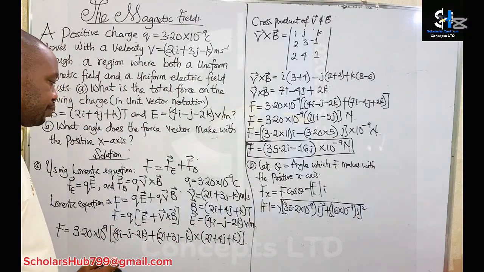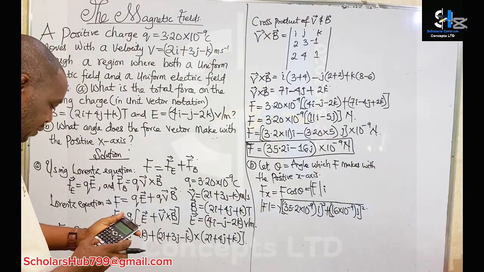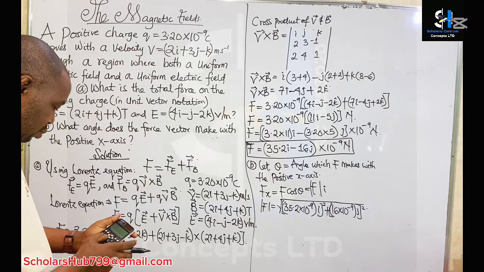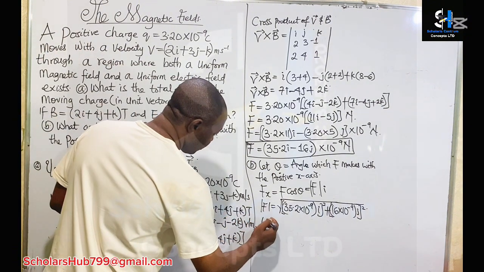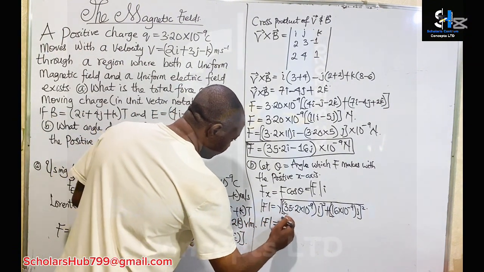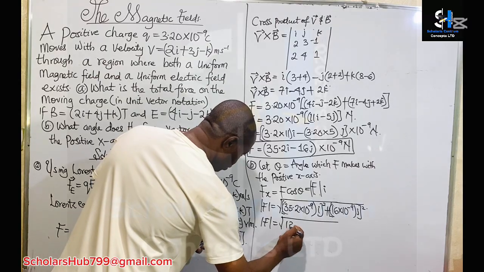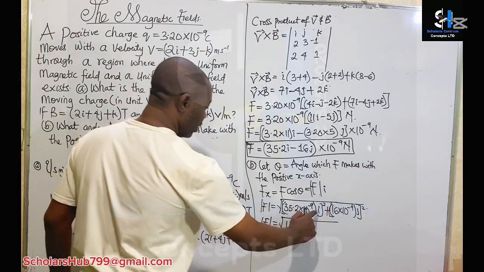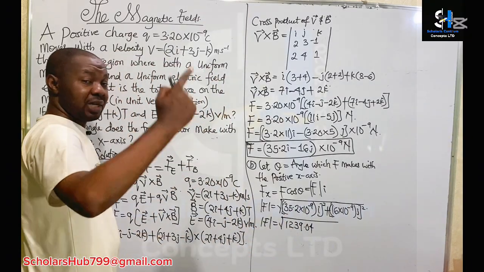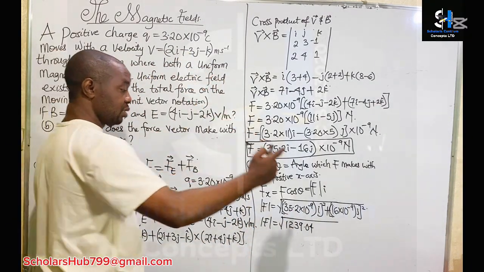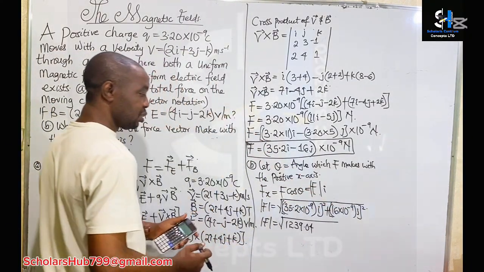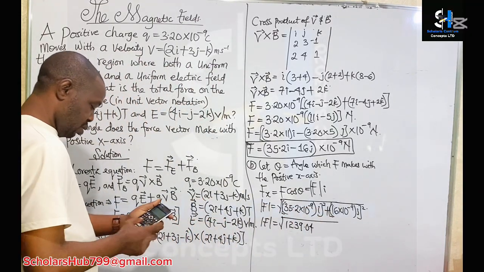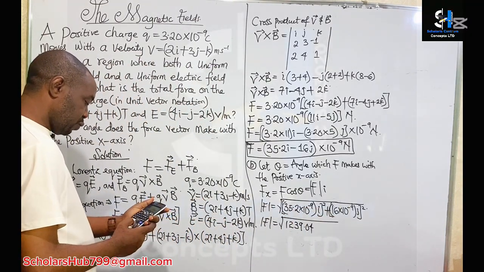So 35.2 raised to the power of 2 will be 1239.04. Don't forget that this will be squared as well, so that will be 10 raised to the power of minus 18. This will also be 10 raised to the power of minus 18. So let me get 16 squared. What is 16 raised to the power of 2? That will be 256.